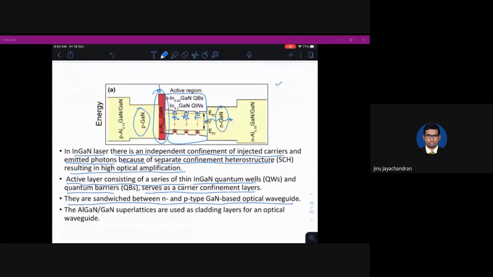The aluminum gallium nitride or gallium nitride superlattices are used as cladding layers for an optical waveguide. Okay, so the aluminum gallium nitride will be used as a cladding, so that you have a totally different refractive index for aluminum gallium nitride or gallium nitride, which will make sure that it is like a cladding. Like it will make sure that the light which is being produced will not be taken out directly.